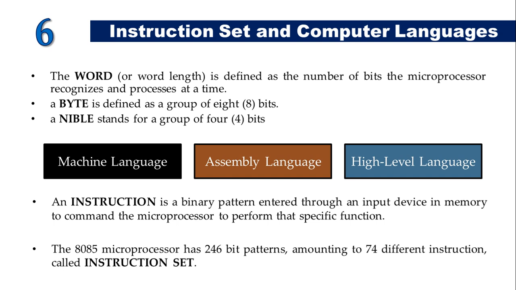Okay? So, the 8085 microprocessor has 246-bit patterns amounting to 74 different instructions. So, ang tawag natin dun sa 74 different instructions, they are called instruction set. Oh, by the way, itong 8085 microprocessor will be the focus of our topic, no? So, madali kasing i-program tong 8085 tapos it represents hindi lang yung components or structure, architecture ng mga microprocessor, pero pati yung mga advanced na mga microprocessors, pwede rin niya i-represent. So, dito tayo sa 8085. Okay?